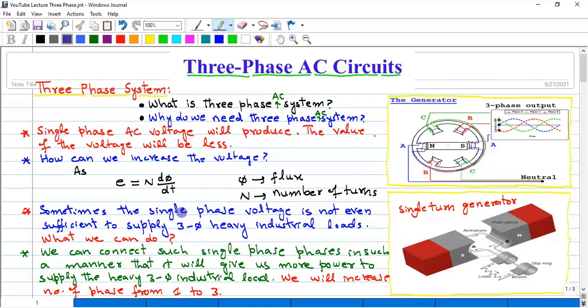That is, in case of single phase voltages, the value of the voltages is very less to supply three-phase heavy industrial load. So in this case, we will connect such single phases in such a manner that it will give us more power to supply the heavy three-phase industrial loads. That is, we will increase the number of phases from 1 to 3.